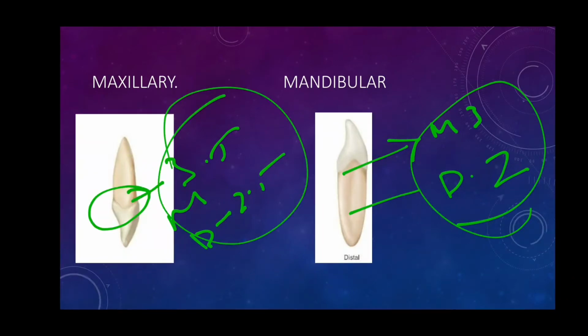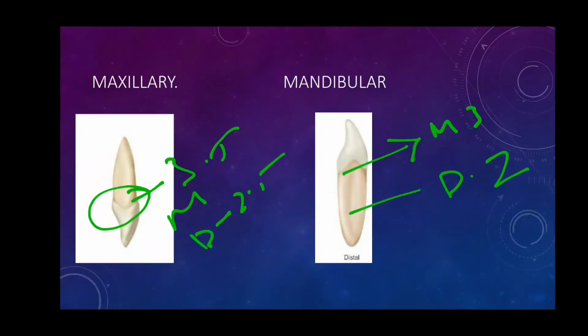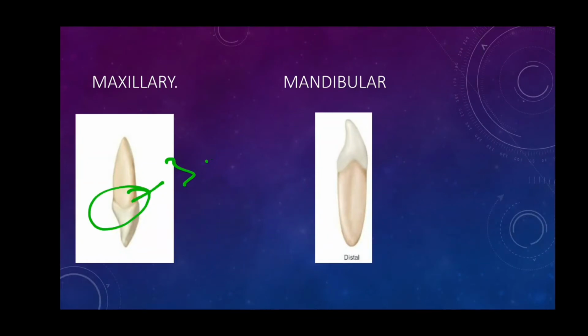So these are important points to note down in maxillary and mandibular central incisors. The comparison will clear your doubts between maxillary and mandible. Mandibular incisors are somewhat tilted distally on the crown. The root is somewhat twisted distally on the crown. So that's all about the differences between maxillary and mandibular central incisors.